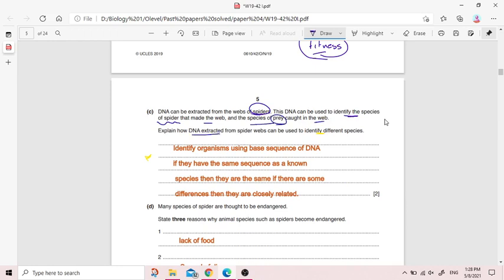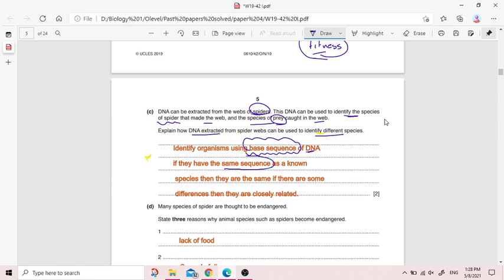Explain how the DNA extracted is used to identify the different species. How do we use the DNA to identify or classify the species? What does it say here? First, we identify the organism, most importantly, using the base sequence of the DNA. The base sequence is the nitrogen bases. So number 1, we use the nitrogen base sequence of the DNA and we compare it together.